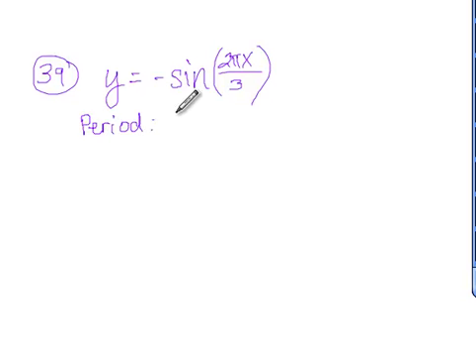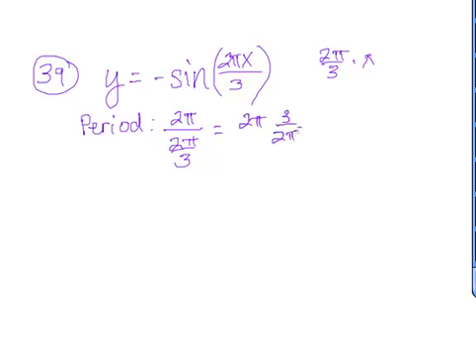Period would be my typical period, which is 2 pi divided by b. And what you have to see here is that there's this huge multiplier onto the x. 2 pi thirds is what's being multiplied to my x. So I'm going to have to divide 2 pi by 2 pi thirds. Okay, so simplified out, that's going to be 2 pi times 3 over 2 pi. These cancel each other out.